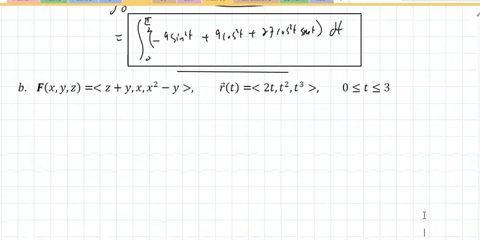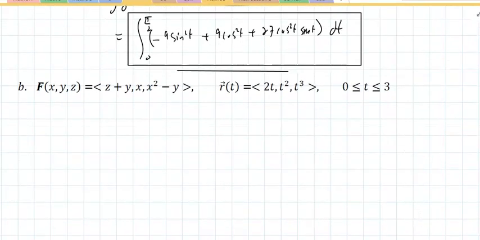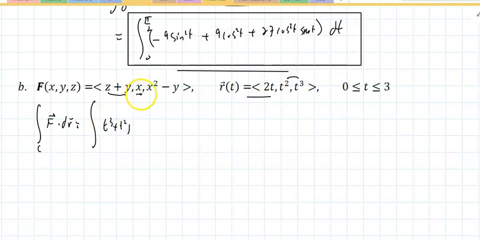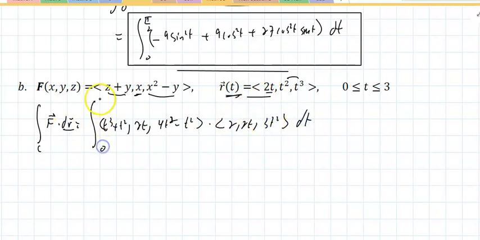And another problem, again, find the line integral. Again, they give me the vector, the line integral along C of F dot dr is going to equal the integral, and you just have to fill in the blanks. z plus y, that's t cubed plus t squared. x is 2t, and x squared is 4t squared, minus y. And I'm going to dot that with dr, the derivative of that. That is 2t, 3t squared, dt evaluated from 0 to 3.